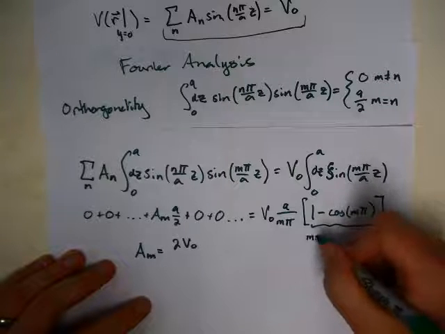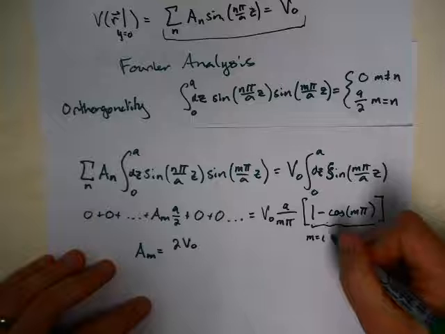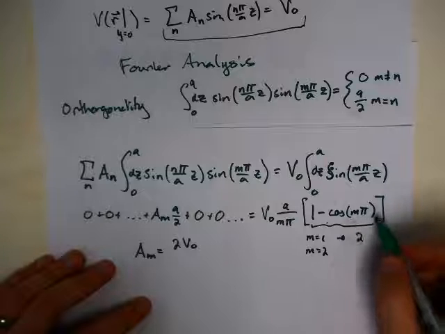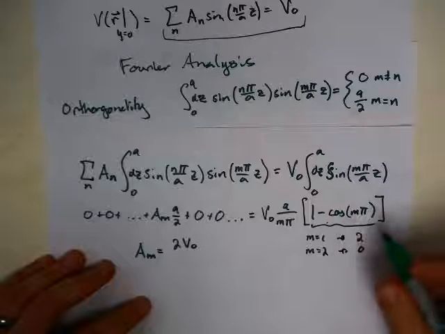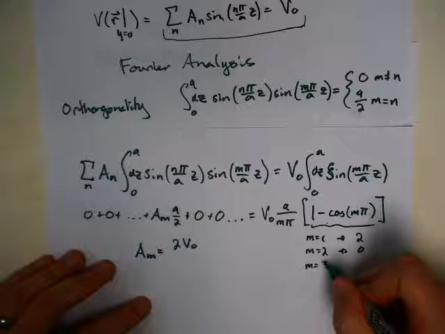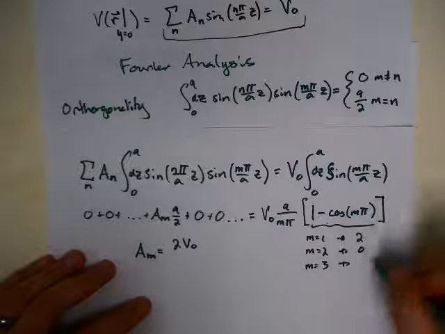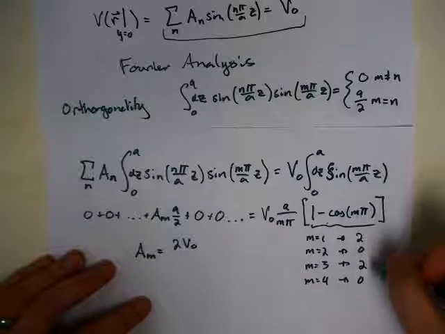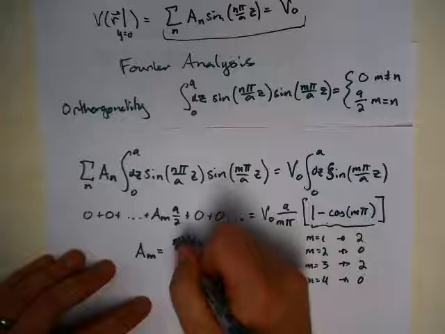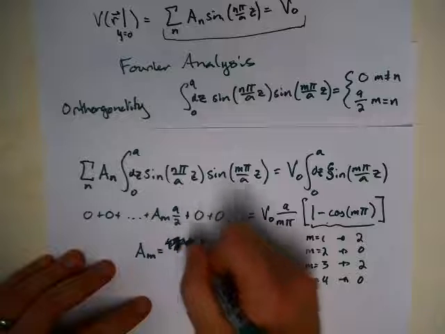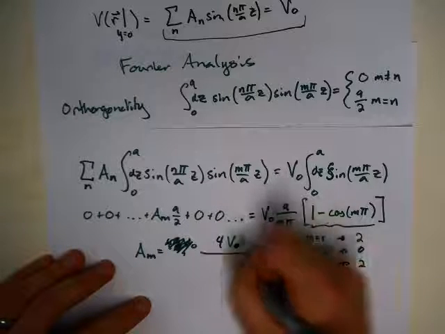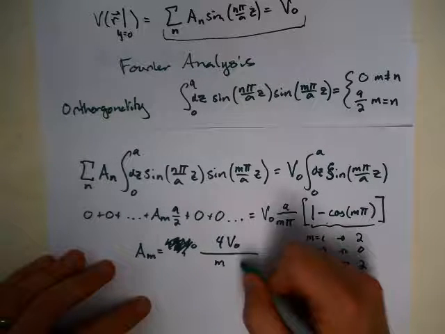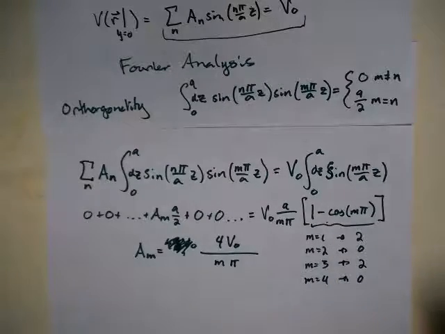For m equals 1, this is 1 minus cosine pi, so 1 minus minus 1, which is going to give me a 2. For m equals 2, this is 1 minus cosine of 2 pi, which is 1 minus 1, going to give me 0. For m equals 3, this is cosine of 3 pi, which is minus 1 again, which is going to give me 2. For m equals 4, this is going to give me 0, and I see a pattern here, so I'm actually going to get this 2 in here as well. So it'll be, let's start over, 4 V naught divided by m pi. And so that's the expression that we're going to look at.